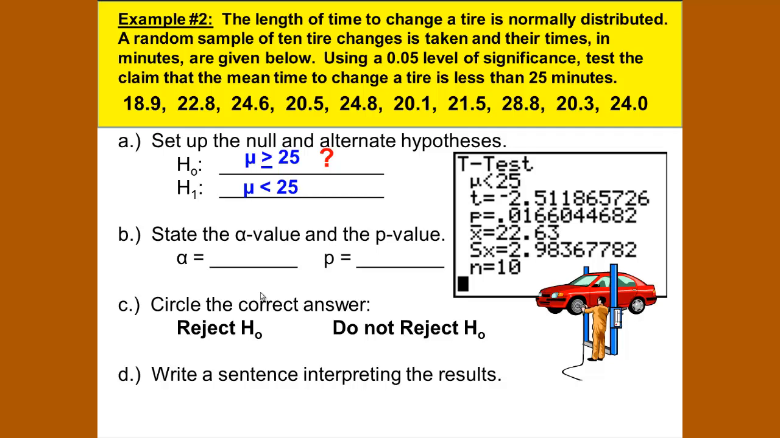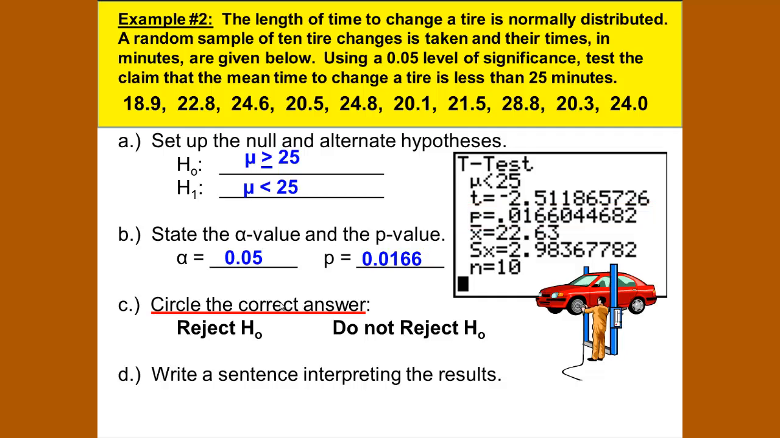Next, Part B asks us to state the alpha value and the p-value. The alpha value comes from our problem. It says using a 0.05 level of significance. That is our alpha value. So we have an alpha of 0.05. The p-value will come as a result of our t-test that we did on our calculator. The results are shown here on the right. And that p-value is given as 0.0166. And we do round that to 4 decimal places.